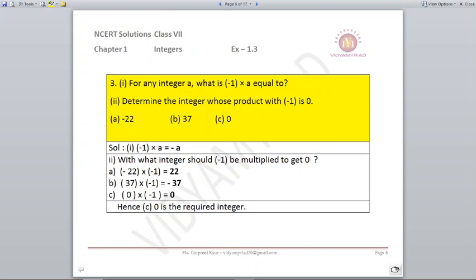Second part, determine the integer whose product with minus 1 is 0. So that means we need to multiply and see with whom I will get my answer 0, but I need to multiply it with minus 1. So I have solved all the three parts. Minus 22 into minus 1 will be plus 22, 37 into minus 1 will be minus 37, and 0 into minus 1 is 0. So anything multiplied by 0 you will get 0. Hence the required answer is the C part, or the 0.